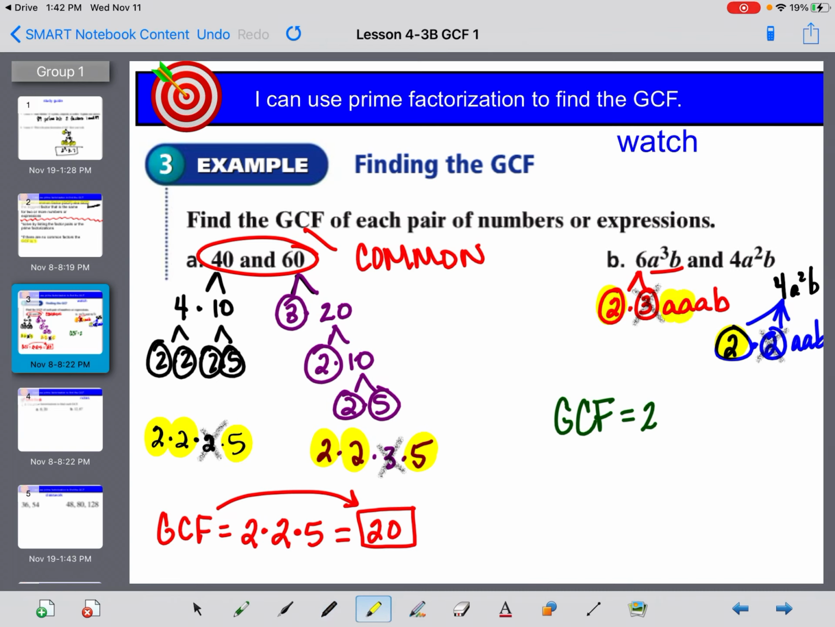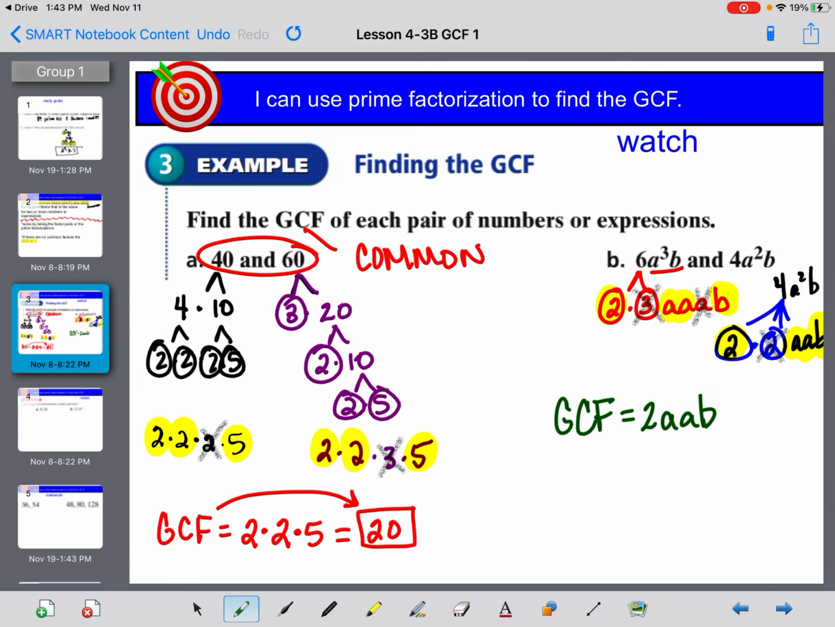Now with my variables, do you see that I have 2 A's in both lists? Well, those A's are common factors. There's a third A in the red list, but there isn't a third A in the blue list. So that third A is not a common factor. Both lists also have a B, and so that is a common factor.